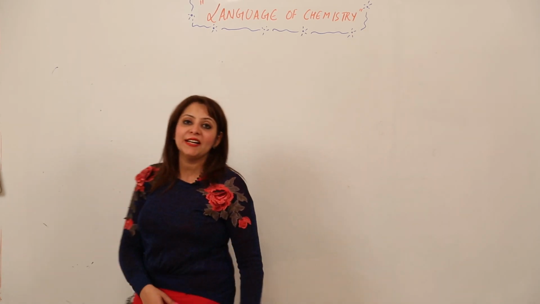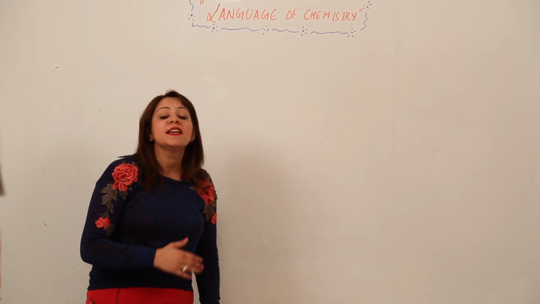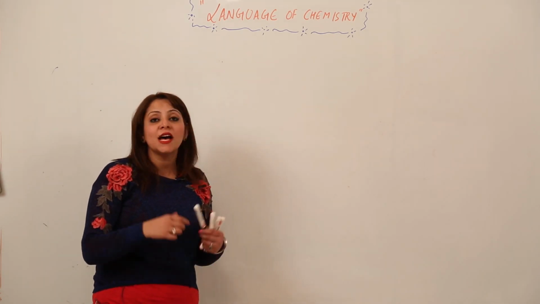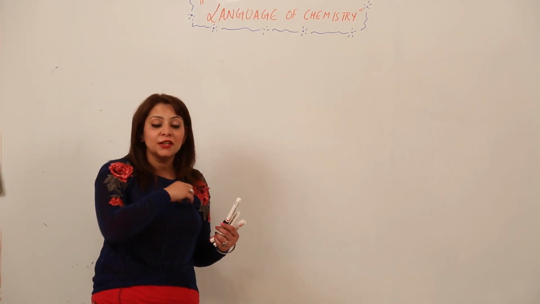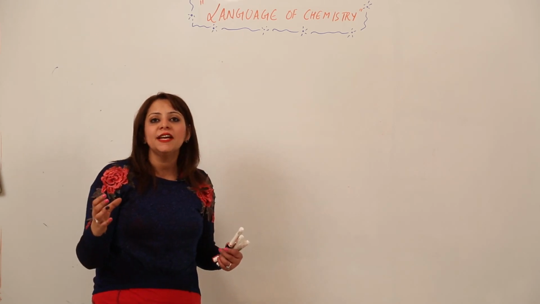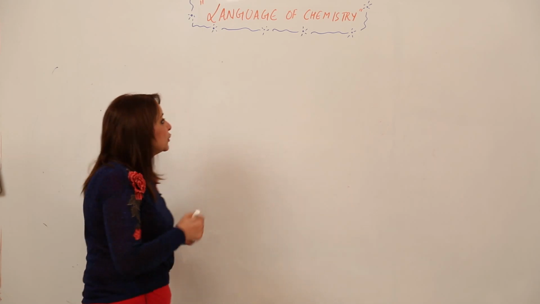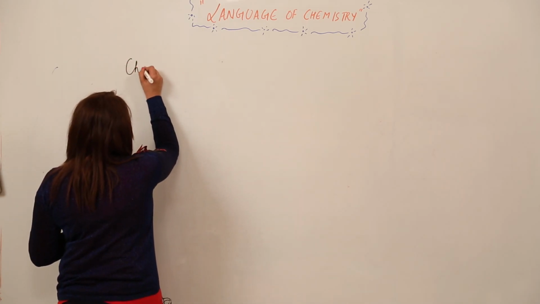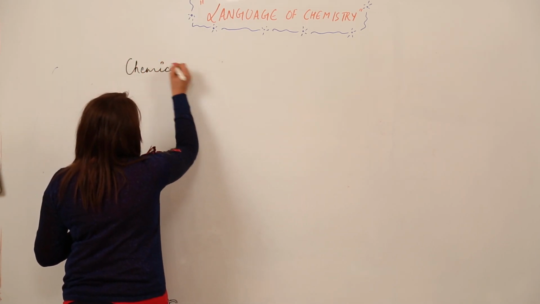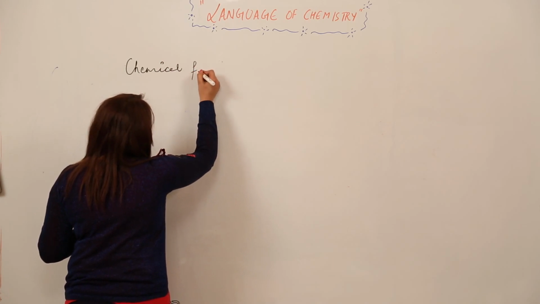So see, just look at the board. I'm telling you the rules for how you can write chemical formulas, how you can randomly say the formula of a compound, but you don't need to cram it, right? Just look at the board, and once you are thorough with the procedure, it won't be a tough task for you.